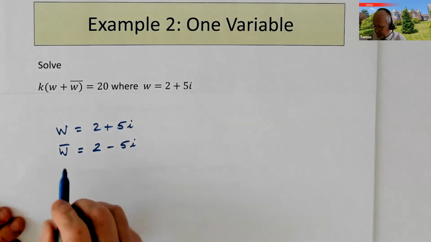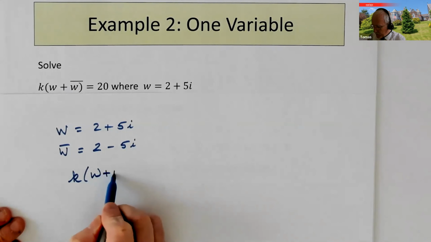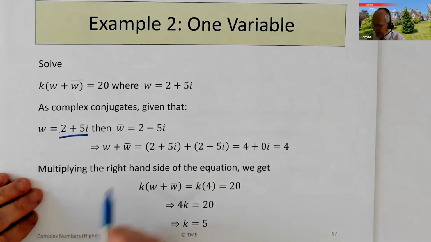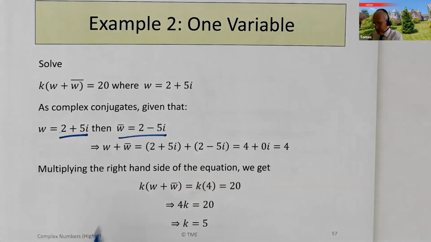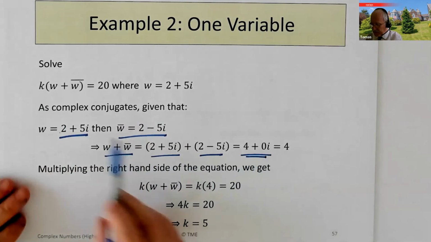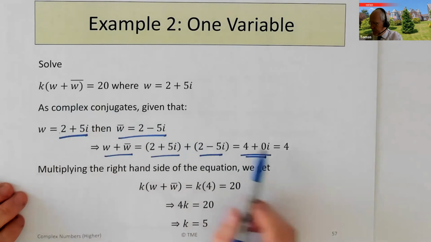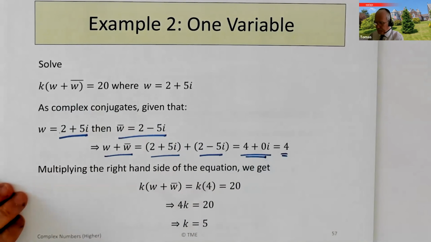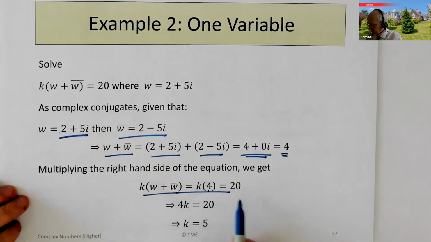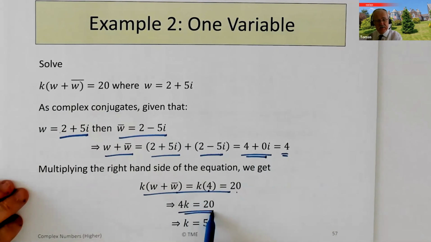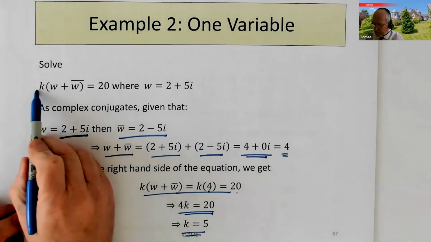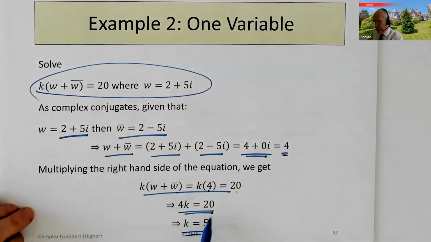You're asked to calculate kw plus w bar. So w is 2 plus 5i, w bar is 2 minus 5i. Adding the two together, you get 4 plus 0i. And that's not surprising because if you add the complex conjugate, you should get a real number, 4. So k times this is k times 4. K times 4 is 20, or 4k is 20, k is 5. So again, it looked trickier than it was.